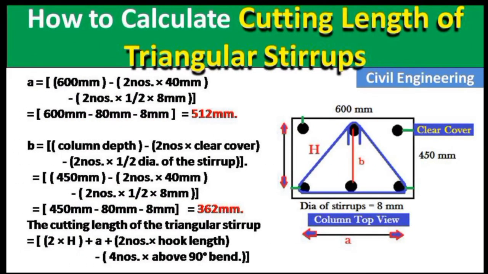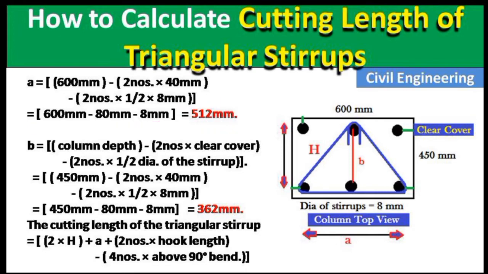So to calculate a, we have to subtract from the length of this column, which is 600 mm, 2 into the clear cover, which is 40 mm. Our clear cover is 40 mm. After that we have to subtract 2 into half diameter, which is 8 mm. This diameter is how much, 8 mm. So after putting all this value we will get how much, 512 mm.